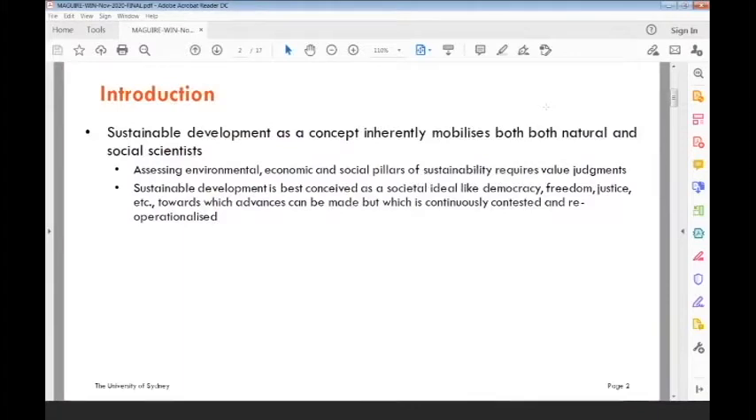So sustainable development as a concept inherently mobilizes both natural and social scientists. To assess environmental, economic, and social pillars of sustainability requires value judgments and possible trade-offs. So I like to conceive of sustainable development as a societal ideal, much like democracy, freedom, justice, towards which advances can continuously be made, but the concept itself is contested always and continually reoperationalized.